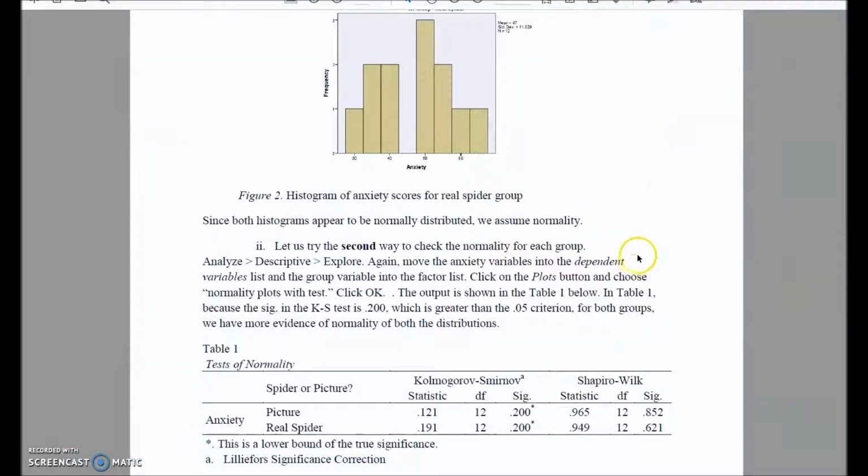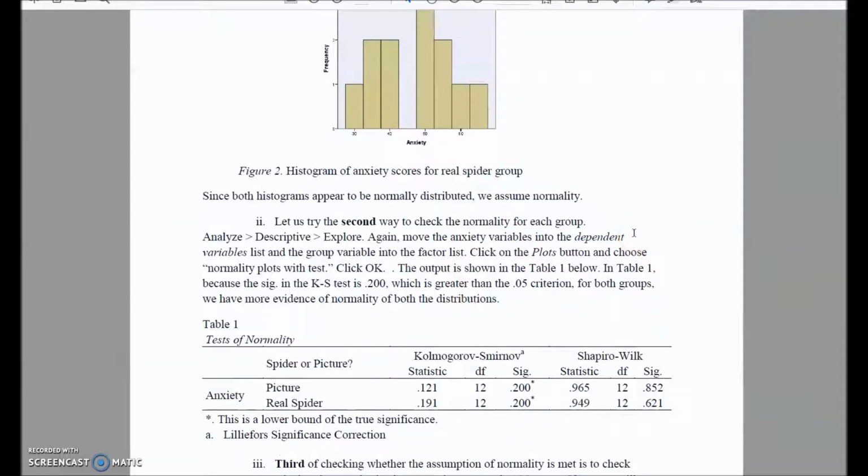So how does this test work? This test says that if your significance is greater than 0.05, this is not the level of significance. This is not the P selected for rejecting the null. This is for the KS test. So it says if the P is greater than 0.05, that means that it satisfies the normality condition.